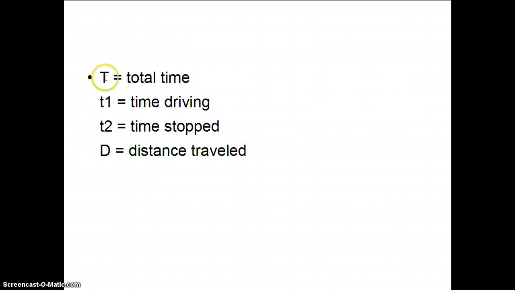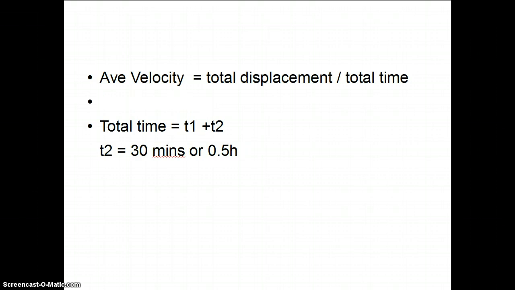Let me say that capital T is the total time. T1 is the time that we spend driving. T2 is the time that we spend stopped. And D is the distance that we end up traveling. So with this, I don't get far away from the idea that the average velocity is the total displacement divided by the total time. But now, once again, the total time is broken up into two segments: T1, the time that we spent driving, and T2, the time we've spent stopped. And I define that time to be 30 minutes or 0.5 hours.